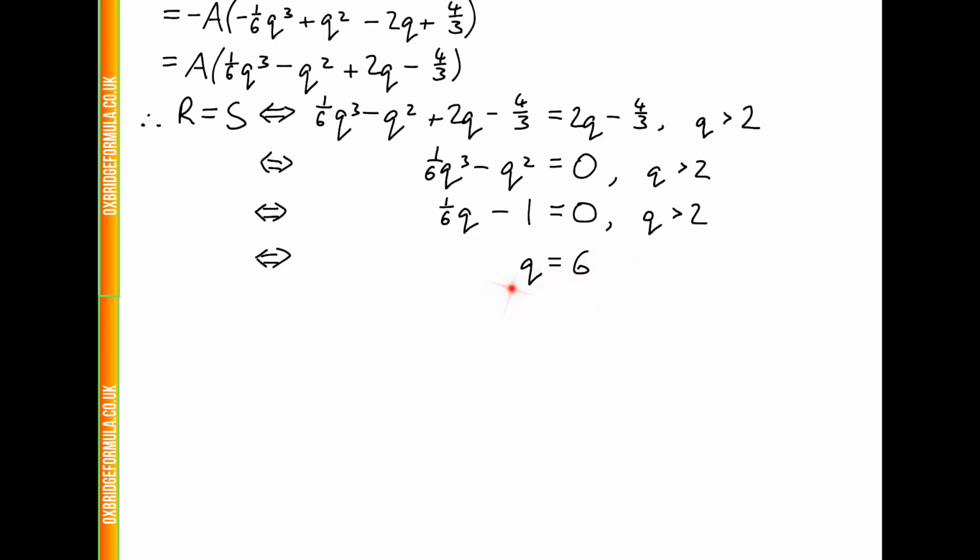So there we go, that's the solution, and if you look back to the start of the question, this was option A. So our answer is A.